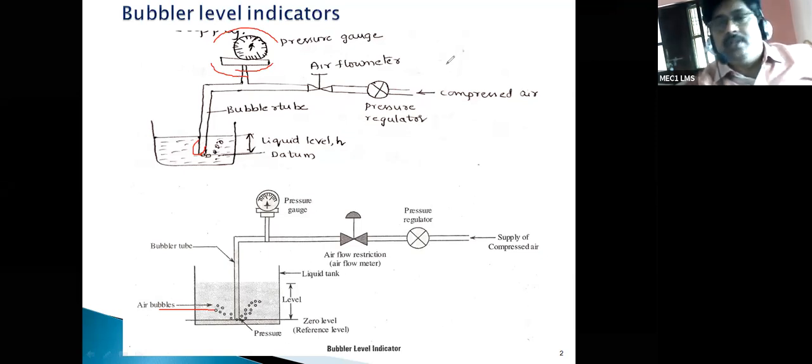You clearly understand, right? P is equal to ρgh, right? P is equal to mgh. Of course, here what you said, P is equal to ρgh.